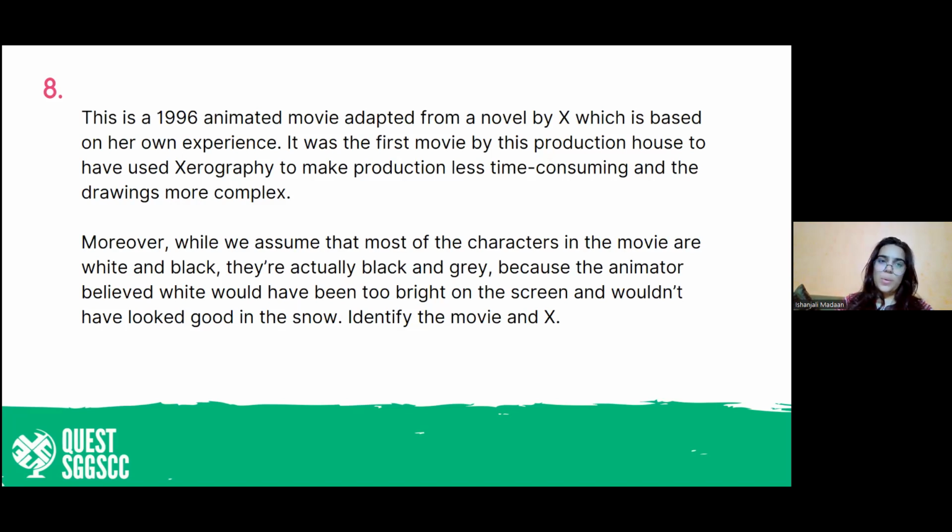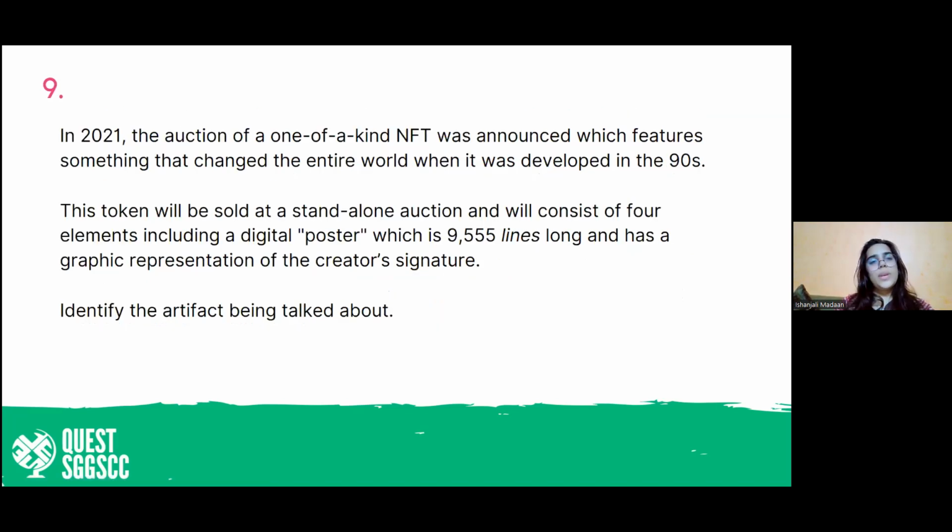Moving ahead to the ninth question. In 2021, the auction of a one of a kind NFT was announced, which features something that changed the entire world when it was developed in the 90s. This token will be sold at a standalone auction and will consist of four elements, including a digital poster, which is 9555 lines long and has a graphic representation of the creator's signature. Identify the artifact being talked about here.